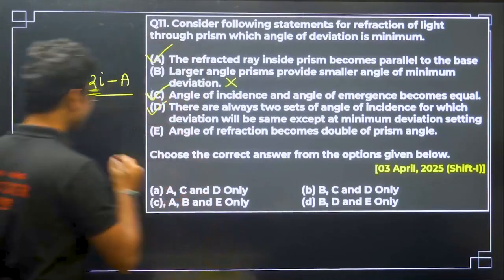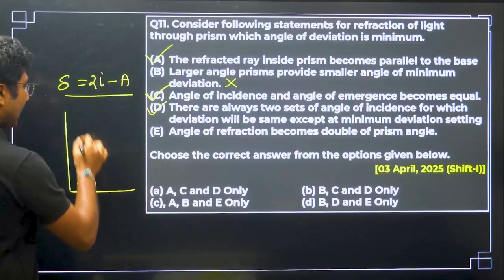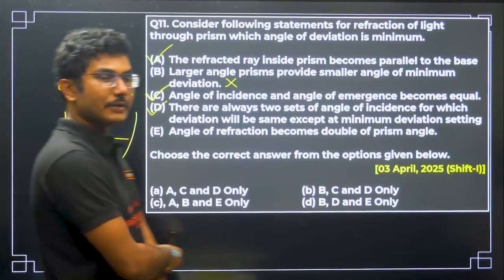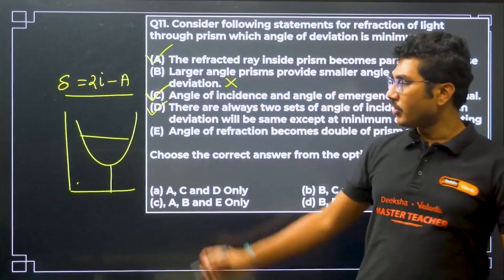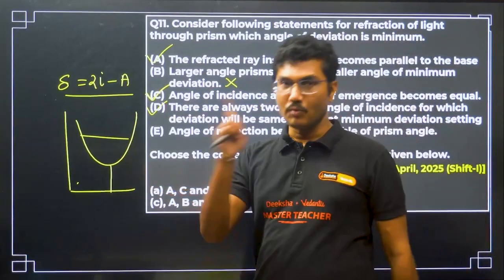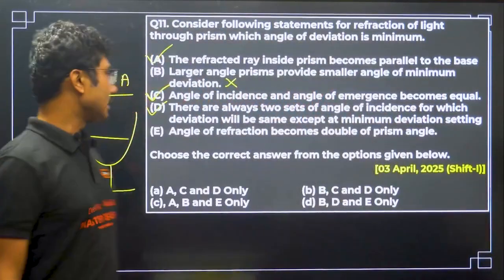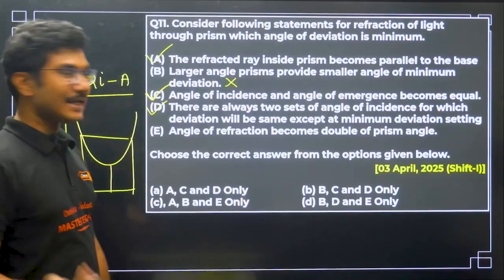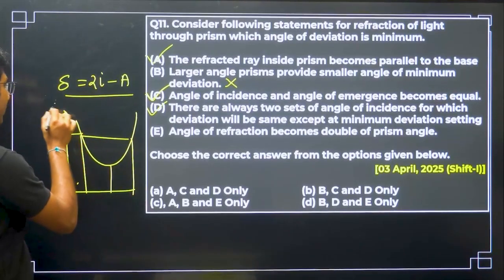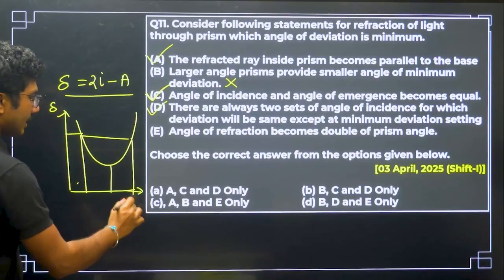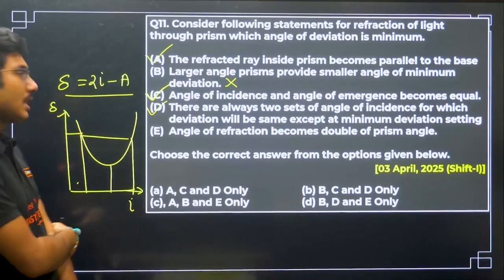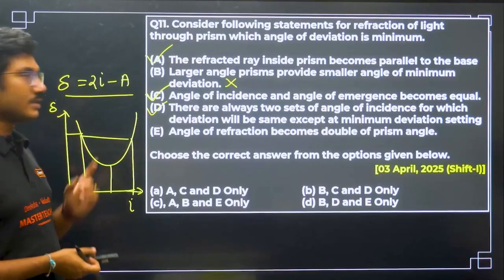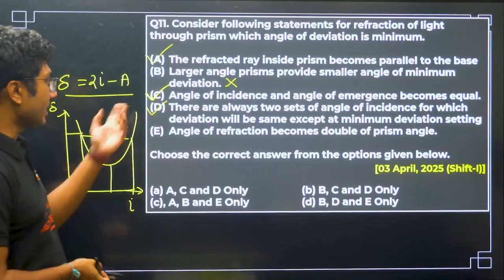Always two sets of i and e, right. So for all delta, there will be two positions of i where you will get the same deviation, except for minimum deviation. For minimum deviation, only one possible angle of incidence. Other than that, for all other points, there will be two angles of incidence where you will get the same deviation. This is delta, this is angle of incidence i. So, if you remember this graph, from this graph we know that for each point there are two possible angles of incidence where you get the same delta. So, this is also a correct statement.